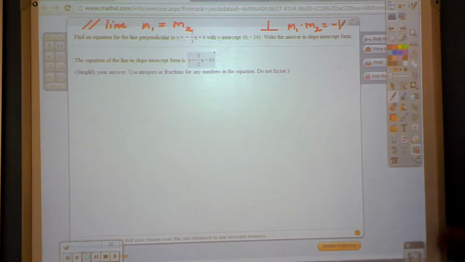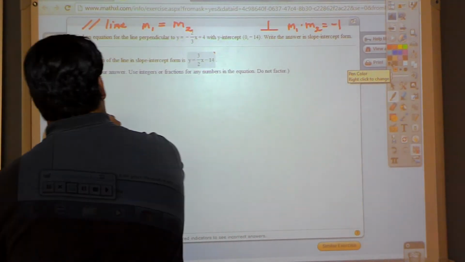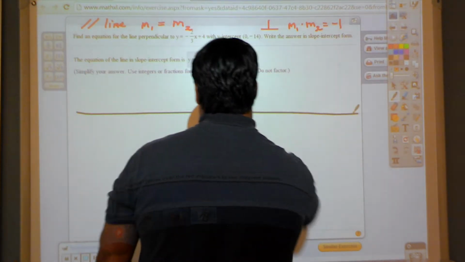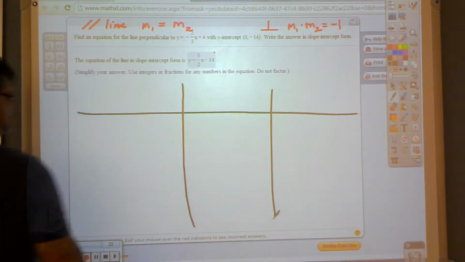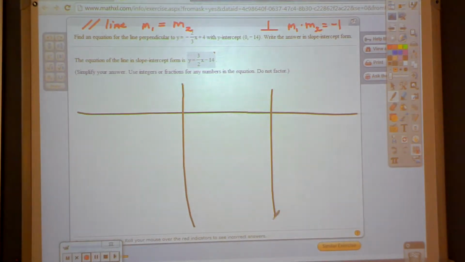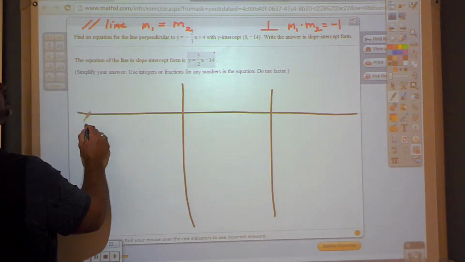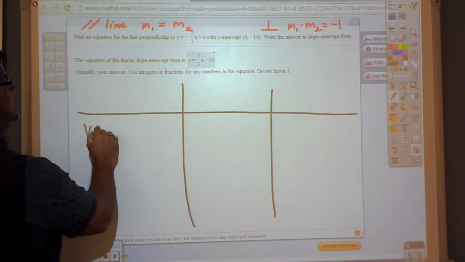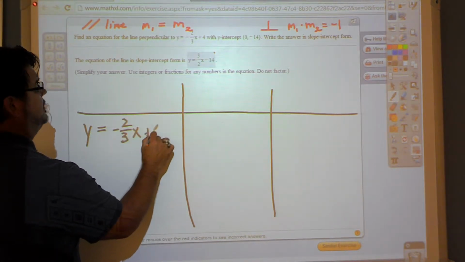Now the way that I show students to do this problem is I tell you to draw a big table with 3 columns. Kind of like method 2 of graphing, except it has 3 columns instead of 2. And you put your equation right here. Y is equal to -2/3 x plus 4.